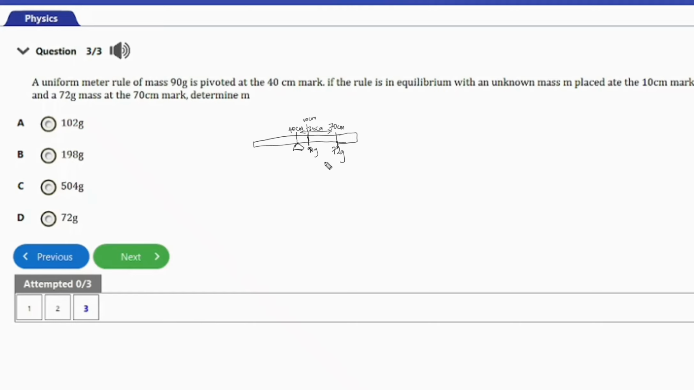So on the anti-clockwise side, we are going to have the mass placed on the 10 cm mark be equal to the sum of these masses. That's 90 grams plus 72 grams, and that's 102 grams here. So option A is the answer to this question.